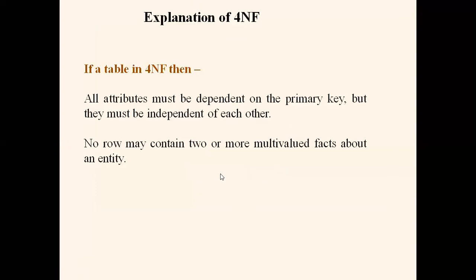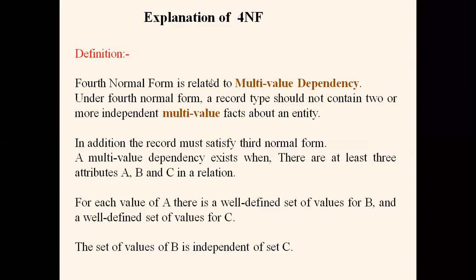So let us go with the definition of the fourth normal form. As usual in all the normal forms, it is shown that it must already be in the earlier normal form, here also the first normal form. The fourth normal form is related to the multi-valued dependency. That means the table depends on many values, that is, many to many as well.